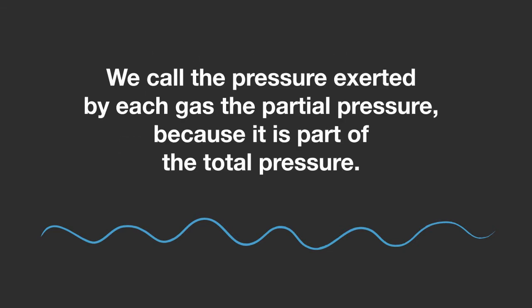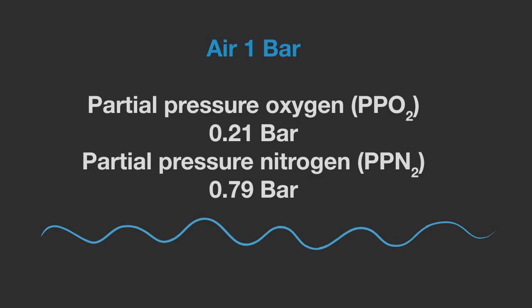We call the pressure exerted by each gas the partial pressure, because it is part of the total pressure. In air with 1 bar of pressure, the partial pressure of oxygen is 0.21 bar, and the partial pressure of nitrogen is 0.79 bar, and together they add up to 1 bar.